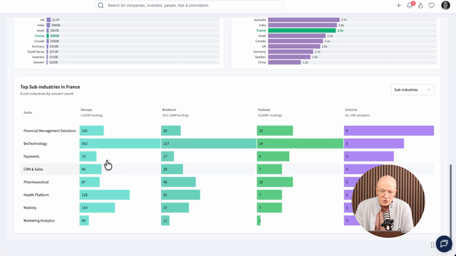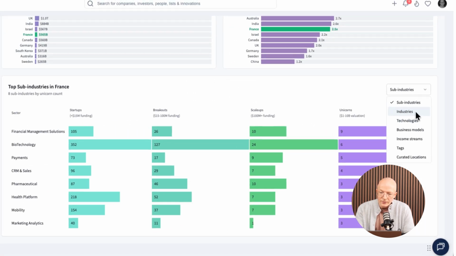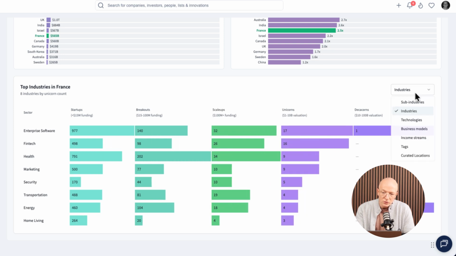And then there's this visualization, which I think is really helpful because that really tells you what the France ecosystem looks like by industry and where the outcomes are. So you can see financial management solution, biotech, CRM, but you can change it also to other ways to slice and dice the data.